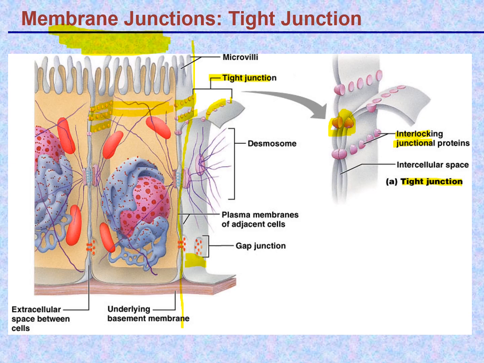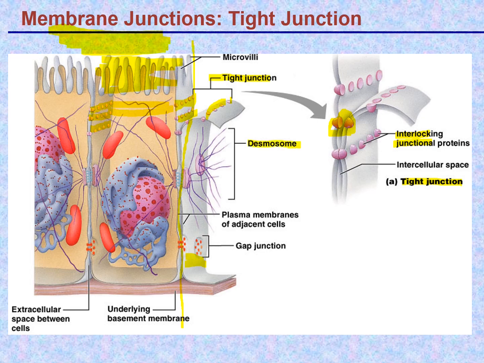As you can see, there are lots of microvilli. I told you before that you find microvilli in the lining of the cells that line the intestine because the intestines are involved in absorption of nutrients. And you find tight junctions.